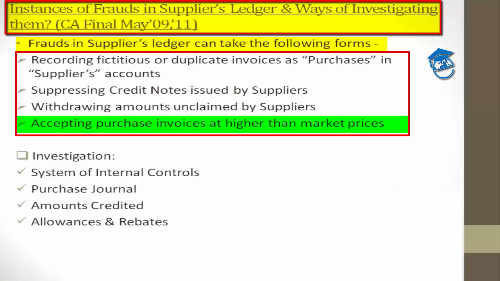Okay, so you are fraudulently accepting the purchase invoices at higher prices. Why? Because you will be able to book purchases at a higher volume in your books. So that is again a case of fraud because you are not doing something on an arm's length basis. That is one such thing which is going to be covered under fraud in supplier's ledger.